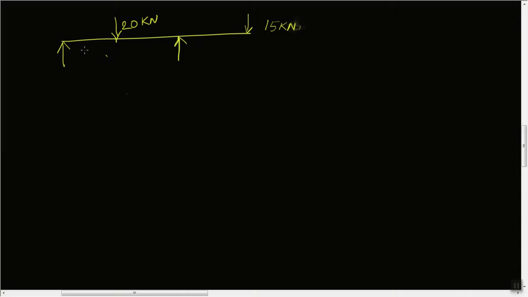The lengths given are something like this. This is 1 meter, and the distance from here to here is 1 meter, and the distance from here to here is 1 more meter. We don't know the reactions, so we are calling them RA and RB.